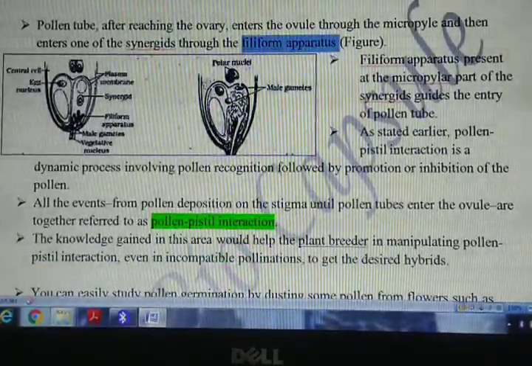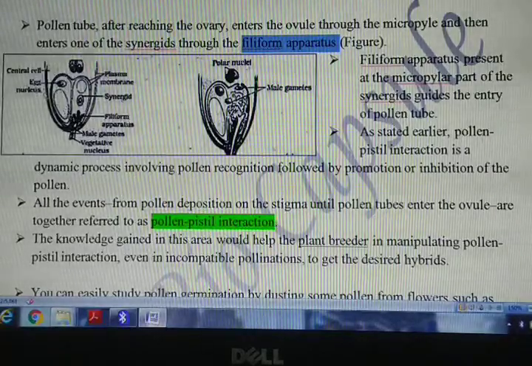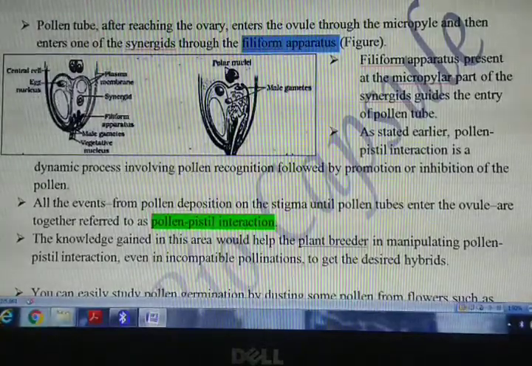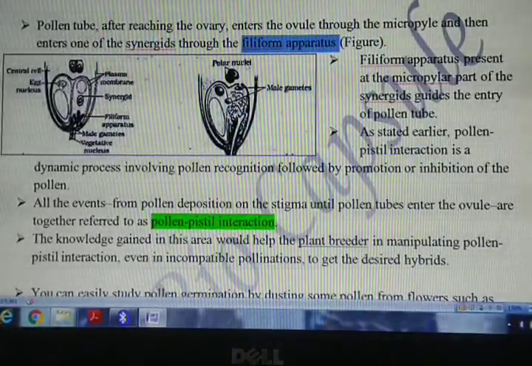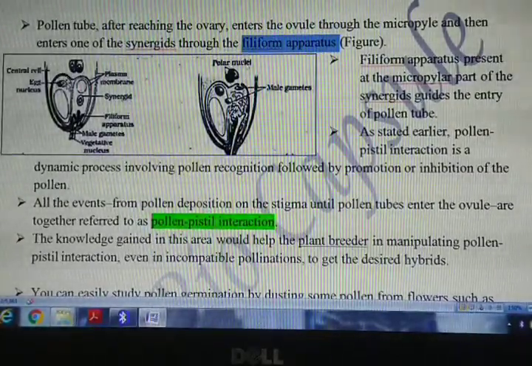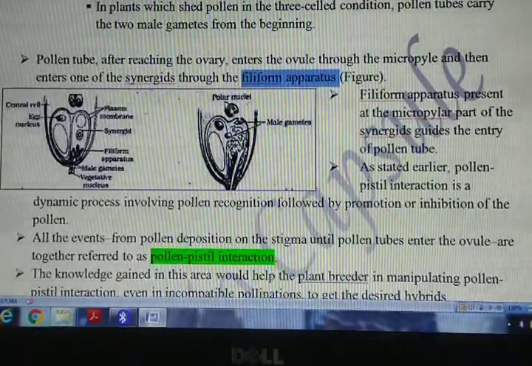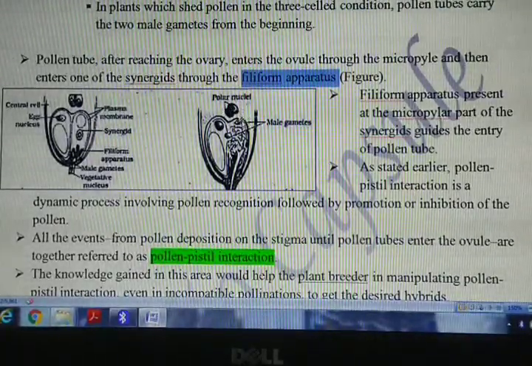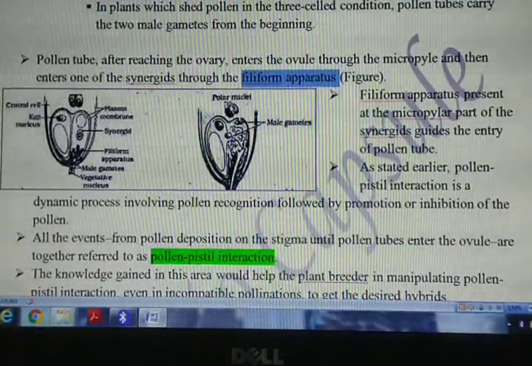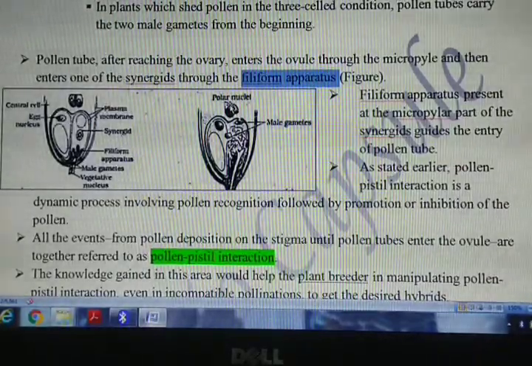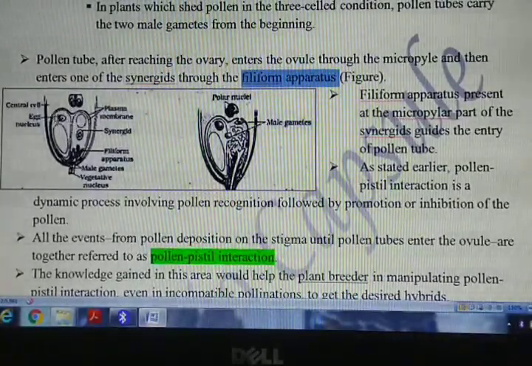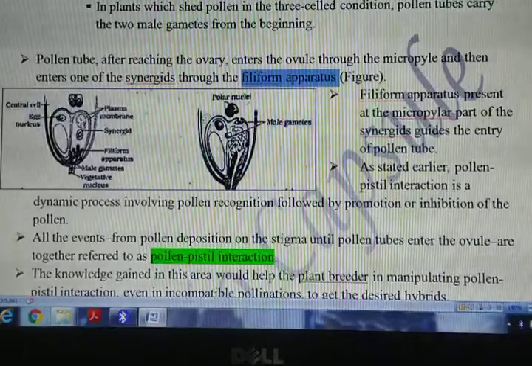And the other one, the first, is fusion with the egg nucleus. Fusion of one male gamete with the egg nucleus results in the development of a zygote. Now this zygote is going to develop into the embryo later on. Whereas the 2 polar nuclei fuse with the second male gamete and form 3n, called PEN. That is going to develop as endosperm, which develops before the development of the embryo, so that it can provide nourishment to the embryo.